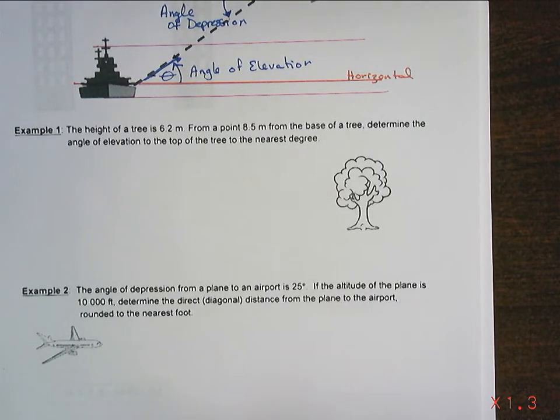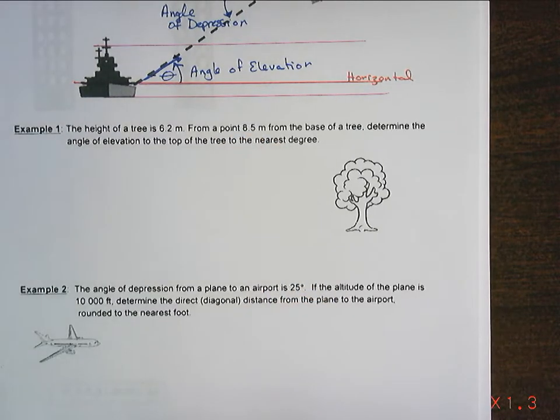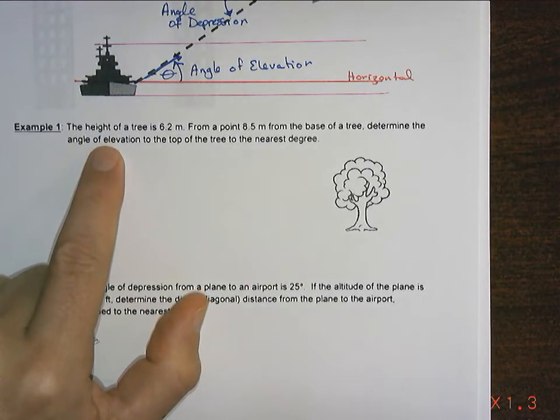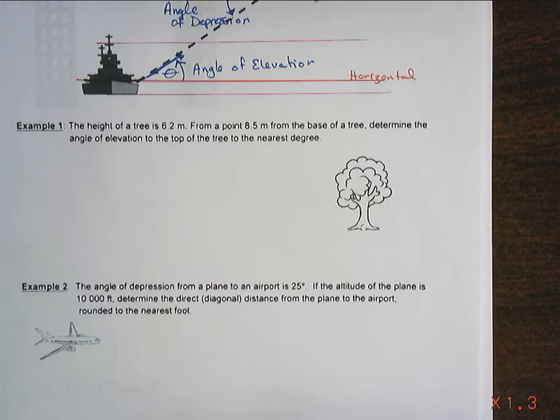That's great. That's awesome. Okay, so the height of the tree is 6.2 meters tall. From a point 8.5 meters from the base of the tree, determine the angle of elevation up to the top of the tree to the nearest degree. Hey, that rhymes too. To the top of the tree to the nearest degree.